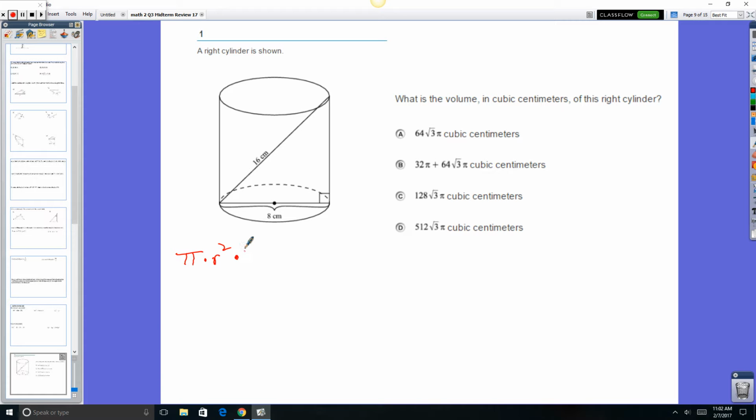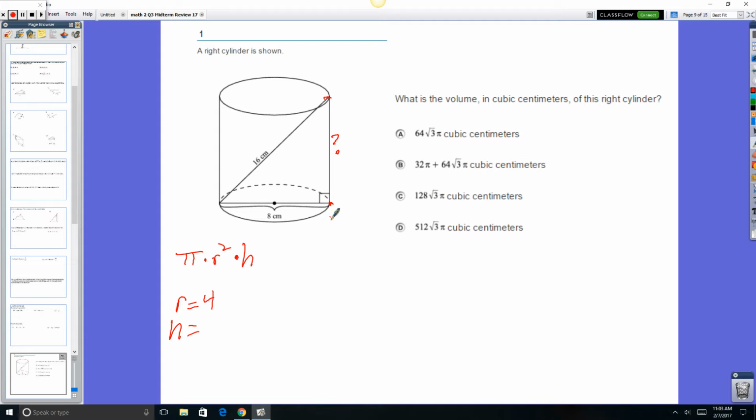And then depending on the height. Our r, the radius: since the diameter is 8, the radius is 4, and the height is unknown. But since we have some triangle action going on, we can use some trig and figure it out.